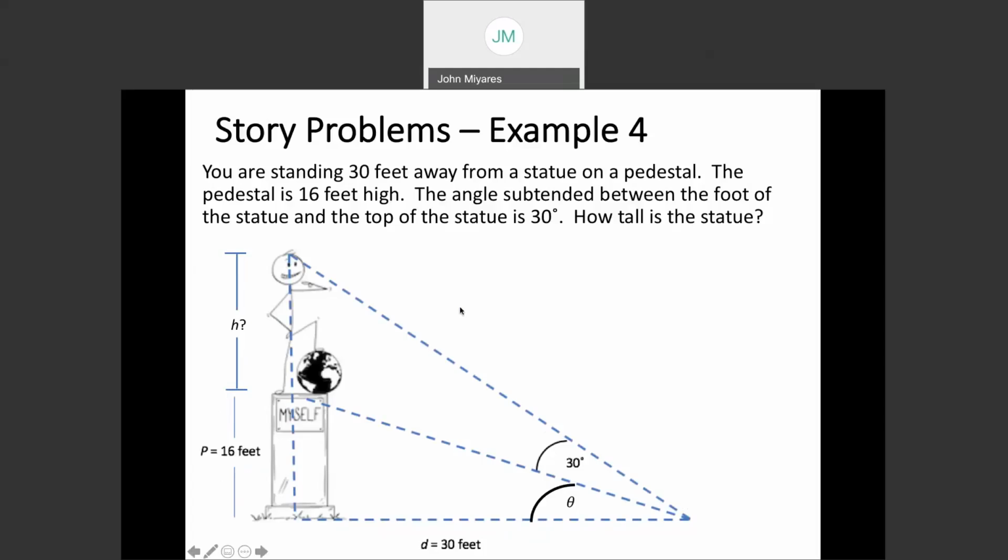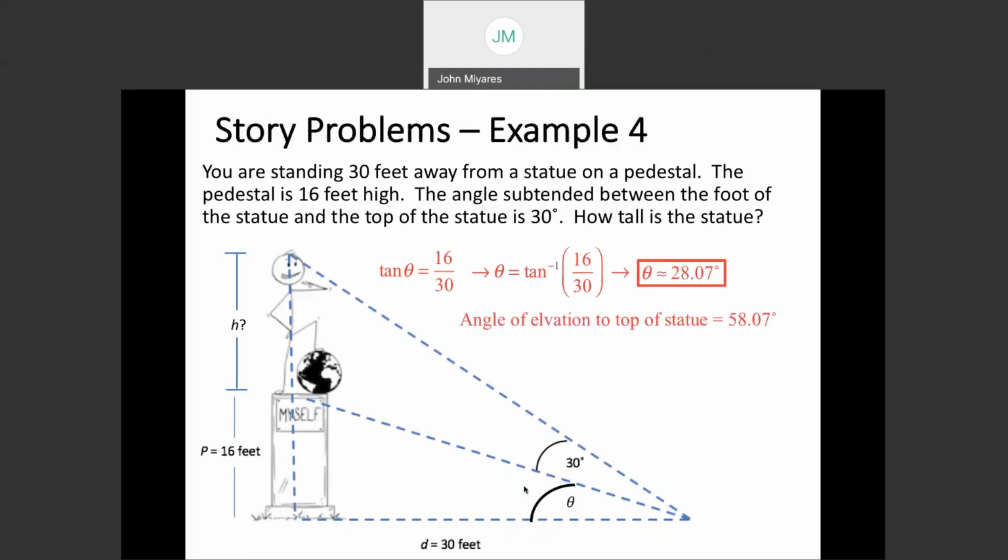So let's try this. We can say that the tangent of this angle theta in the corner is 16 over 30, which then theta can be found by taking the inverse tangent of 16 over 30, which gives us 28.07 degrees. That means that the entire angle of elevation to the top of the statue from ground level will be 58.07 degrees.